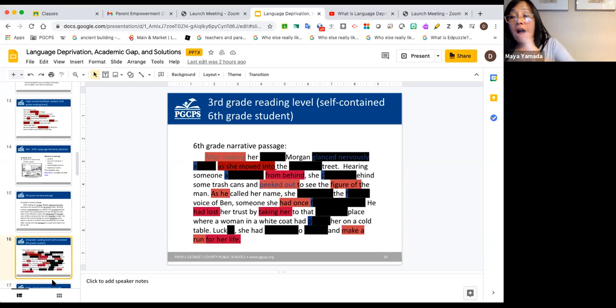So we have to stop and pause instruction to reteach all that. That's time consuming because vocabulary, you can't teach it one time. You have to teach it again and again and again, until they can retain it in their long-term memory.